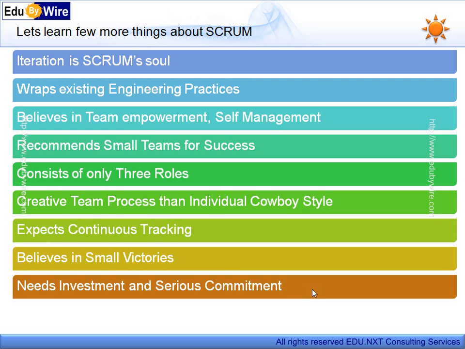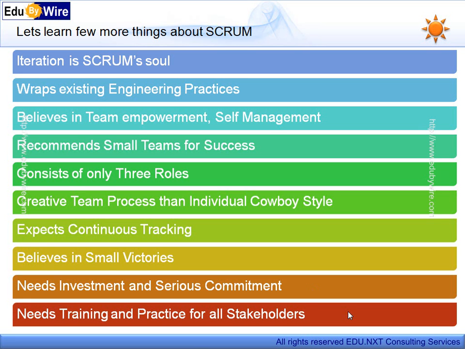Scrum needs investment and serious commitment. Scrum is easy to understand but not so easy to implement. It needs serious commitment from senior management and engineering teams and also from customer for success. It also demands investment in terms of training and tools to improve engineering quality and productivity. For example, investment in automated testing tool.